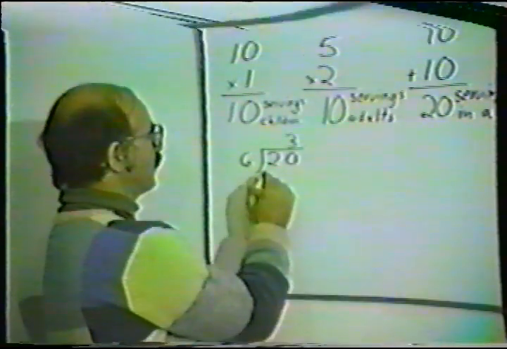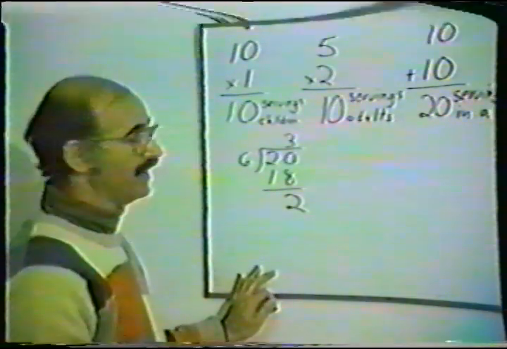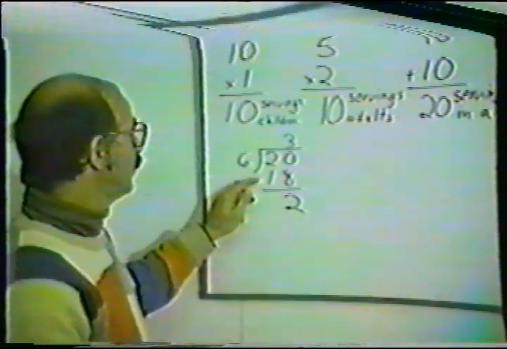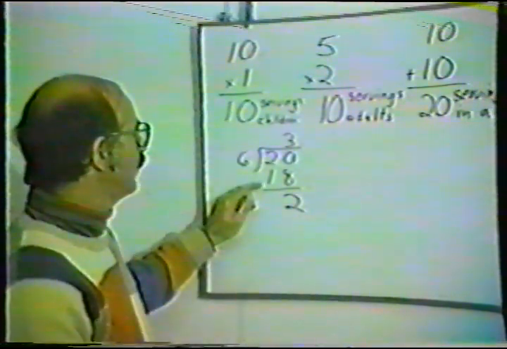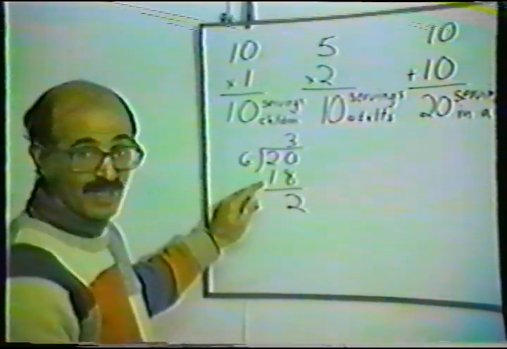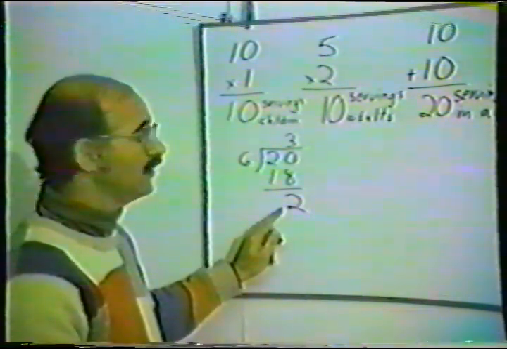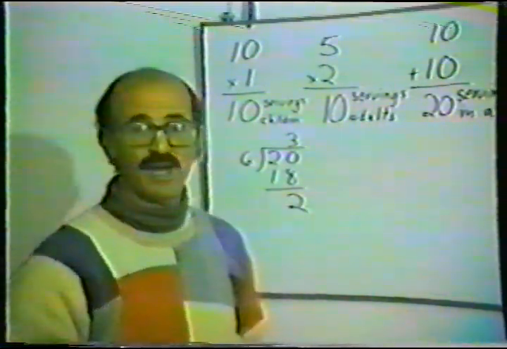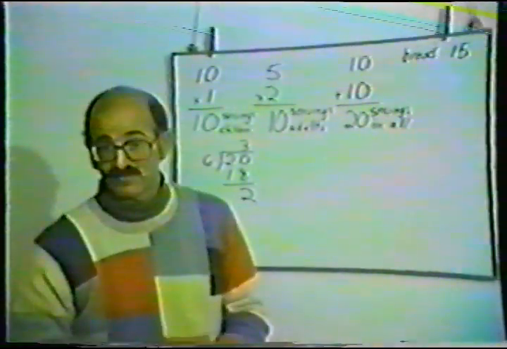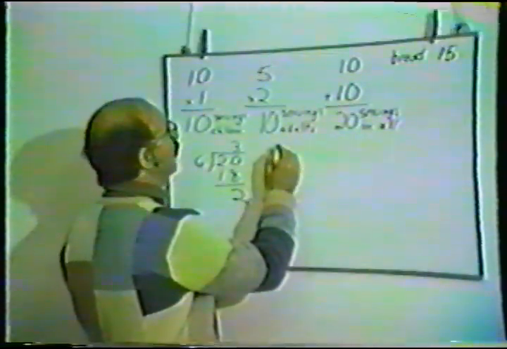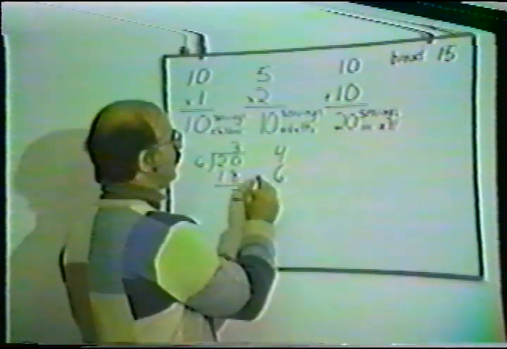That would be 3 bottles with 2 left over. That would only supply us with 18. 3 bottles would give us 3 times 6 or 18 servings, and we still need 2 more. So 3 bottles is not enough. If 3 is too small, what should we try? 4. Let's try 4 bottles, 6 servings in each bottle.